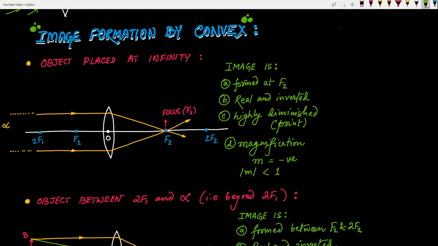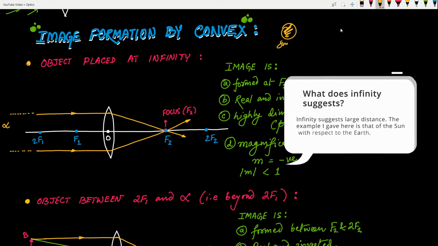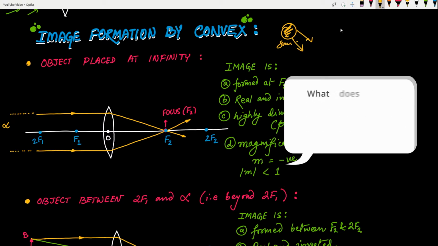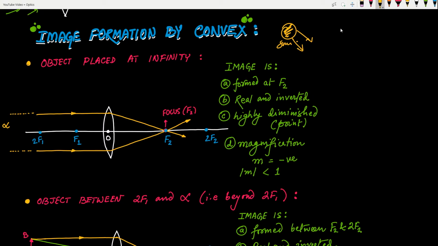The first one that we'll be learning is when the object is placed at infinity, and this was explained while I was doing it for the mirror. Similar concept, I explained it there, that the sun is at infinity, so the rays coming from the sun actually appear to be parallel, isn't it? So remember one thing, that whenever an object is kept at infinity, the rays coming from it appear to be parallel.